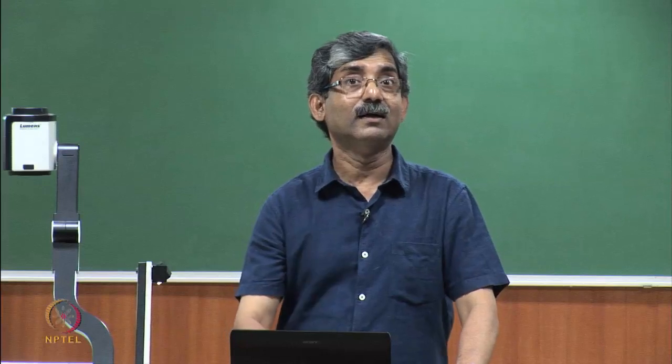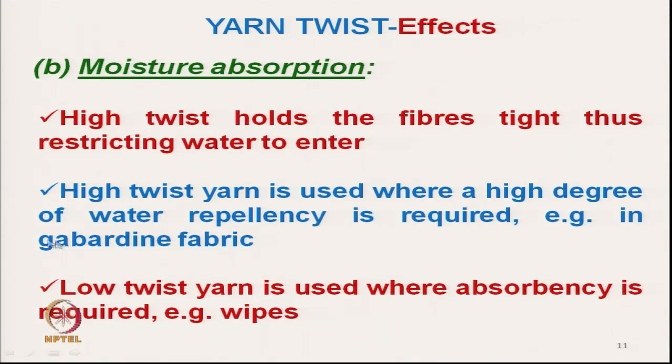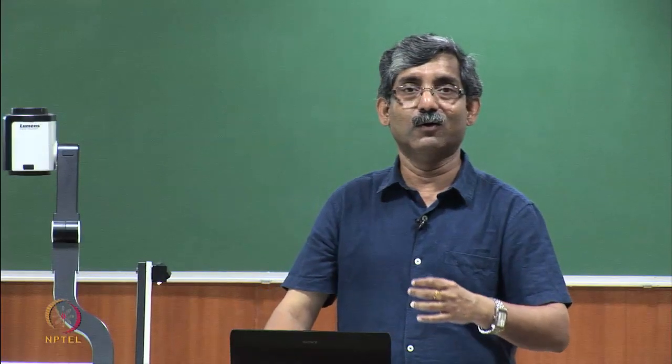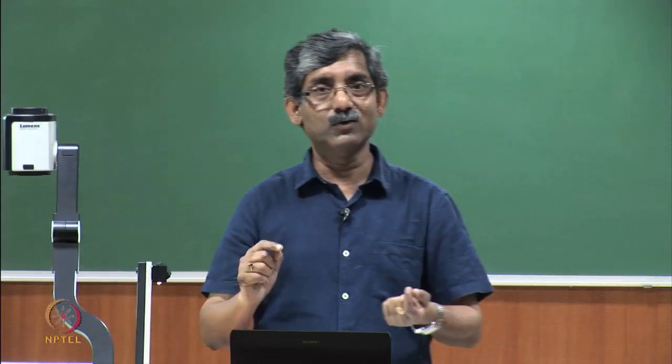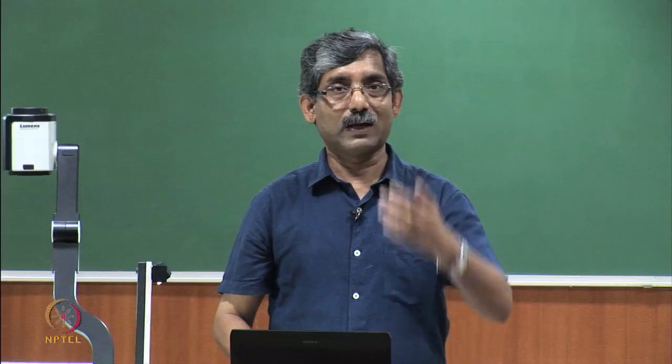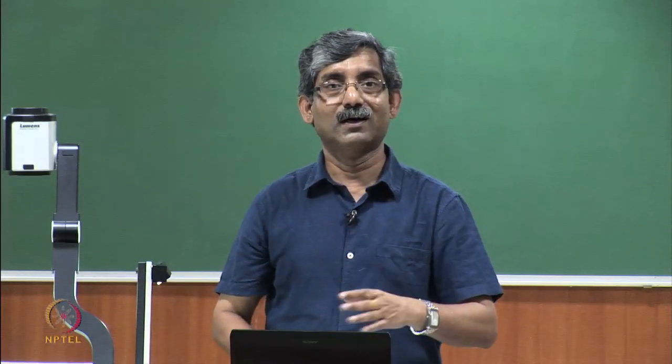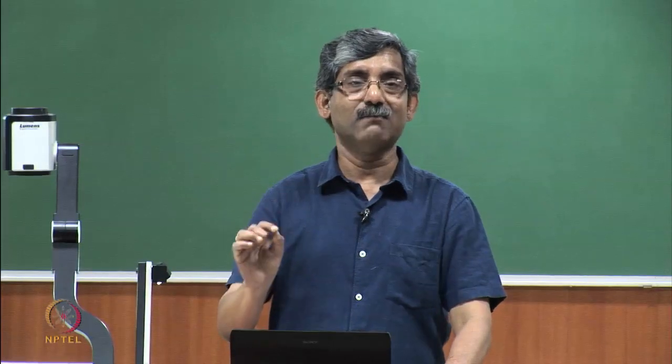characteristics are also controlled by the twist, and low twisted yarn is used where absorbency is required, like wipes. When we use a fabric for wipes, we will use low twisted yarn. So, by controlling the twist we can control the absorption capacity for the same fiber.